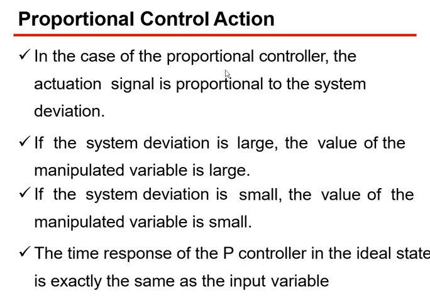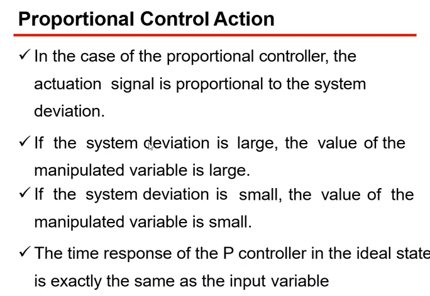In the case of a proportional controller, the actuation signal is proportional to the system deviation. If you see the system deviation here, the actuation signal is proportional to the system deviation. So this actuation signal depends upon the system deviation. The meaning of this line is that if the system deviation is large, the value of the manipulated variable is large. Similarly, if the system deviation is small, the value of the manipulated variable is small. What do you mean by system deviation?